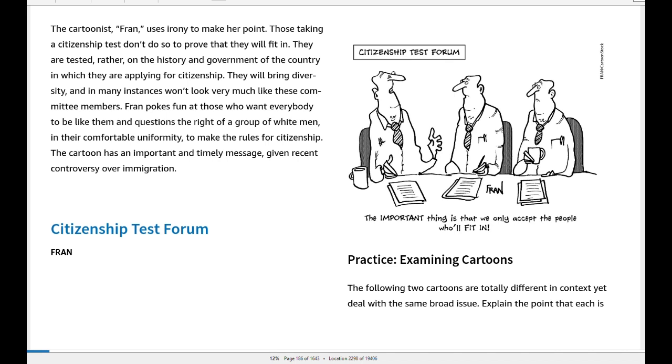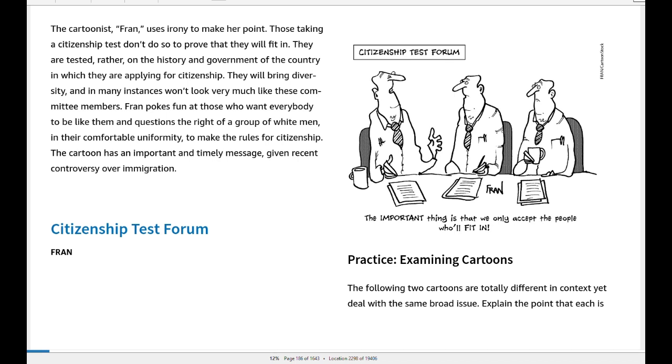Fran pokes fun at those who want everybody to be like them and questions the right of the group of white men in their comfortable uniformity to make the rules for citizenship. The cartoon has an important and timely message given recent controversy over immigration. Citizenship Test Forum by Fran. The important thing is that we only accept the people who will fit in.